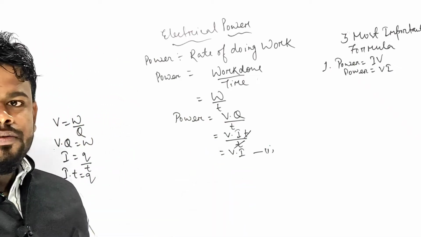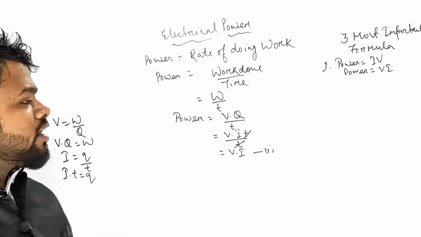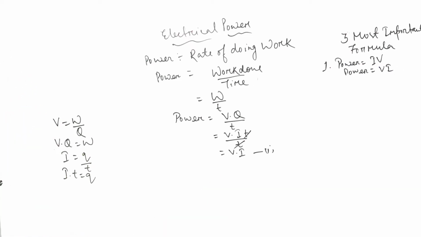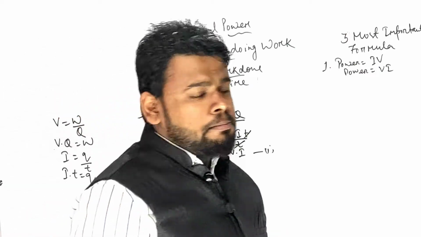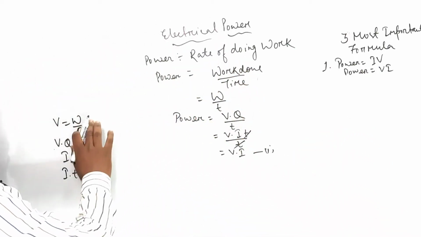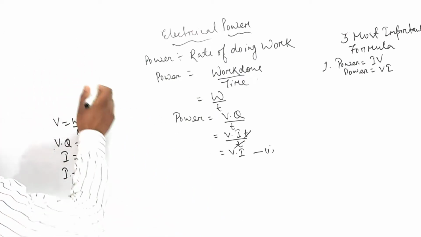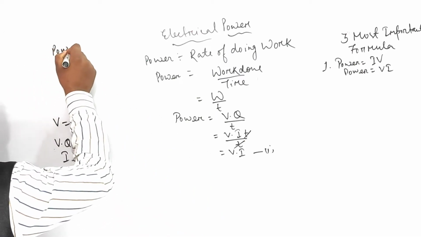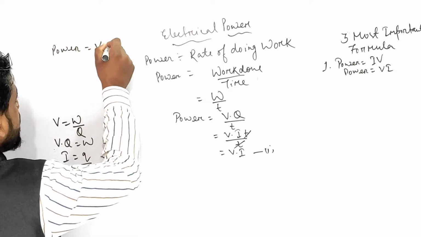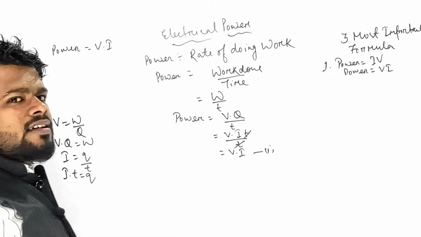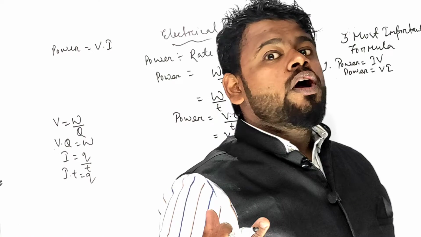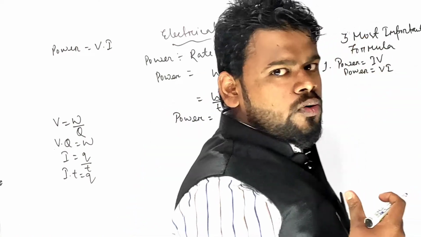Let me do here. From here, we will take out formula number 2. What did I say? Power equals VI. Let me write it down here. Everything should be there. Power equals V into I. Now I am saying V, voltage ka formula, Ohm's law.